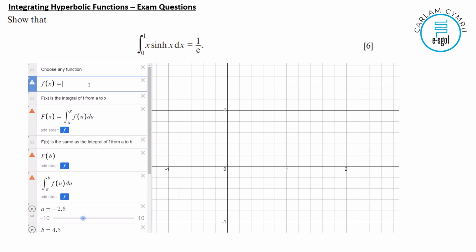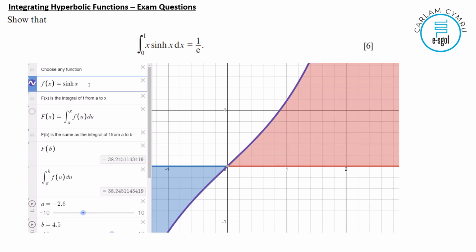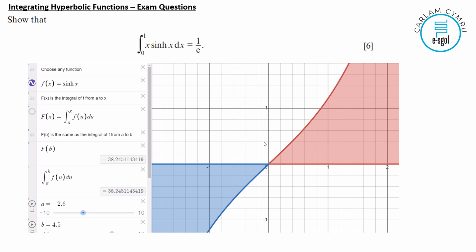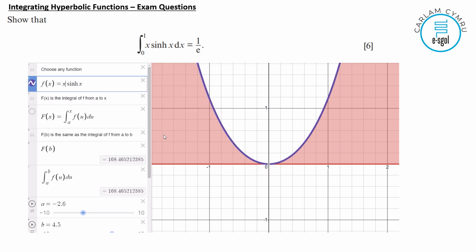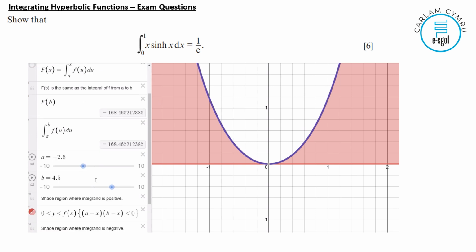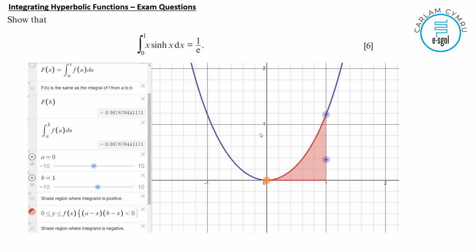Okay, so let's type the function in. I'm just going to type in sinh x to start with. So that's the purple line that we can see. If we put an x in front of this, it looks like a parabola maybe. And then if I adjust my limits here, so the bottom limit was 0, I'll bring that to 0. There we go. And then if we bring this upper limit down to 1, we get 0.367, something like that. So that is the area that we found. That is equal to 1 over e.